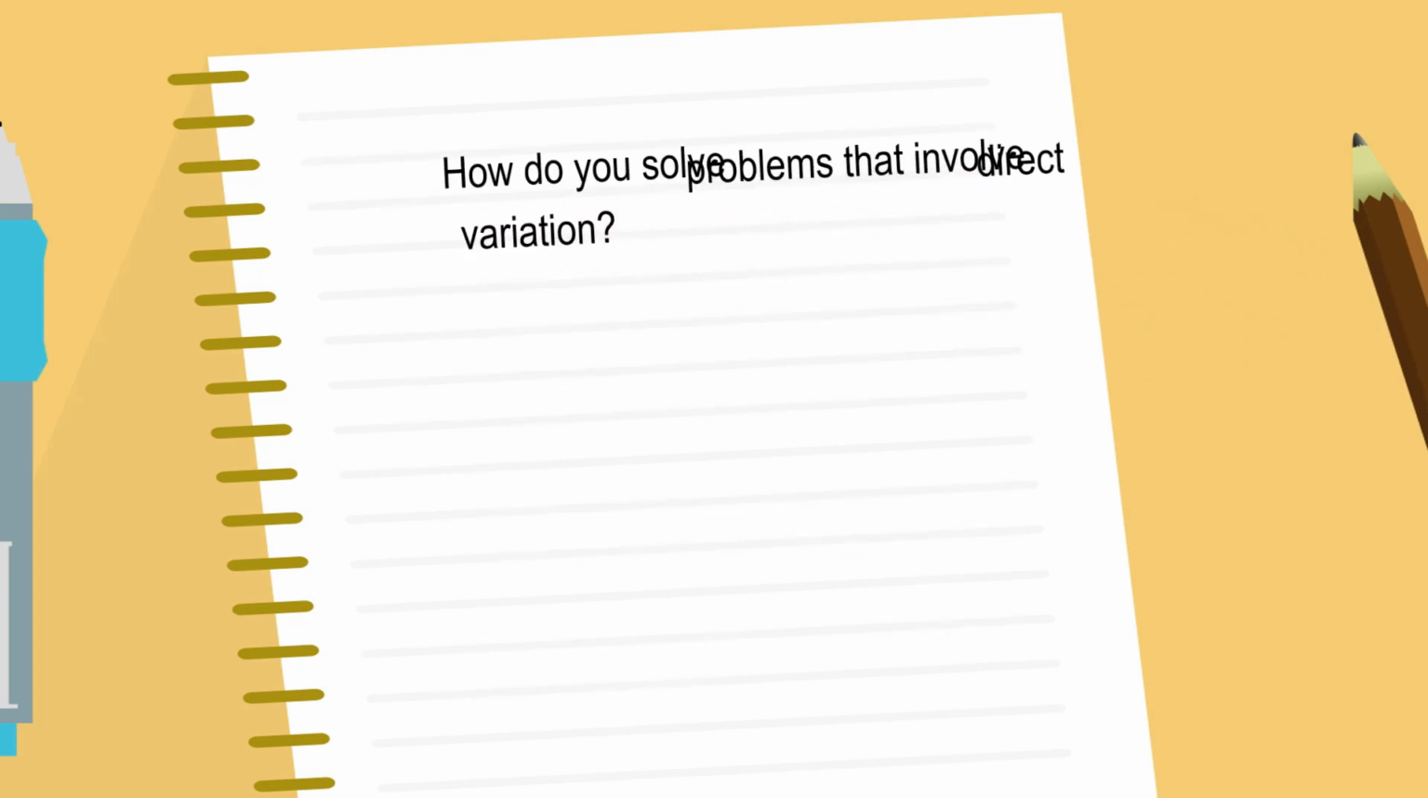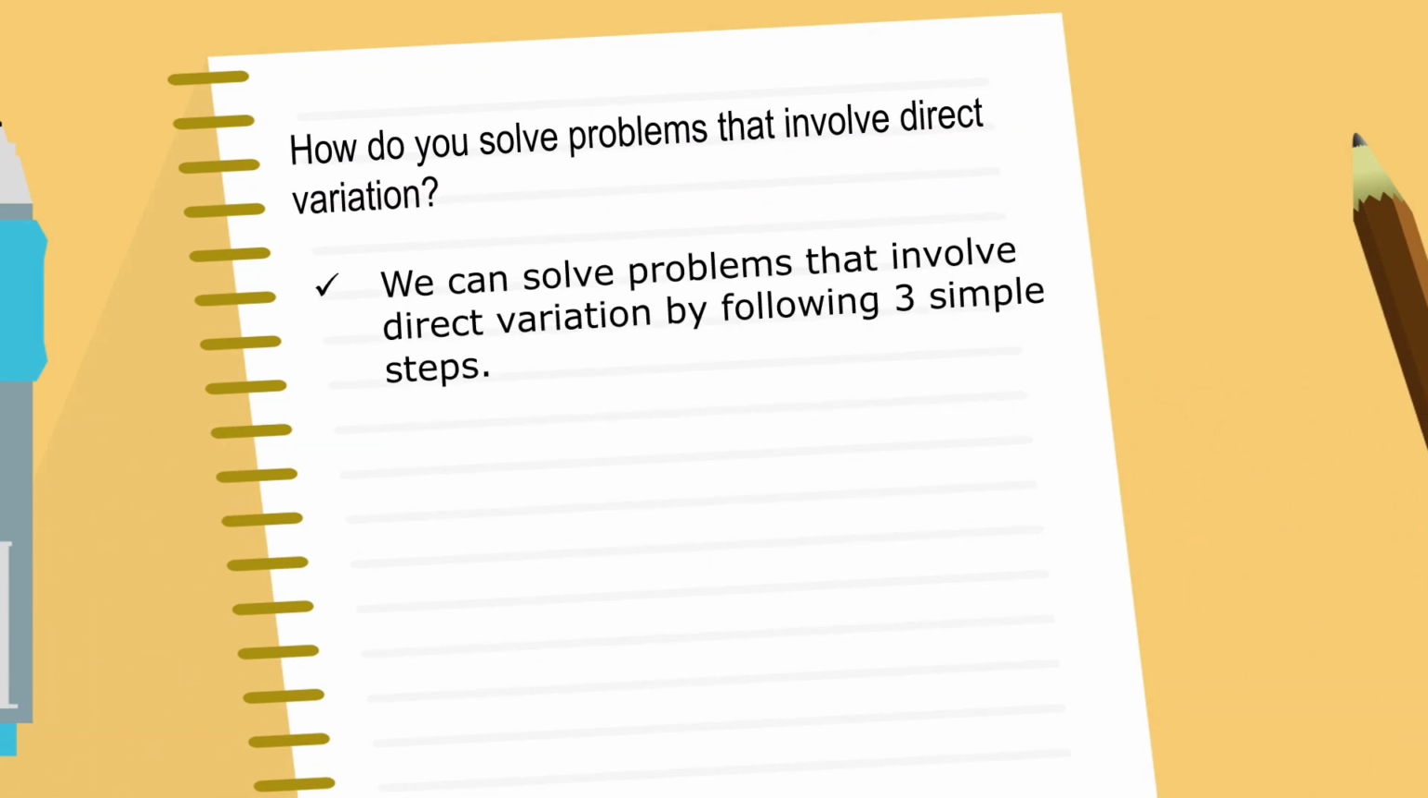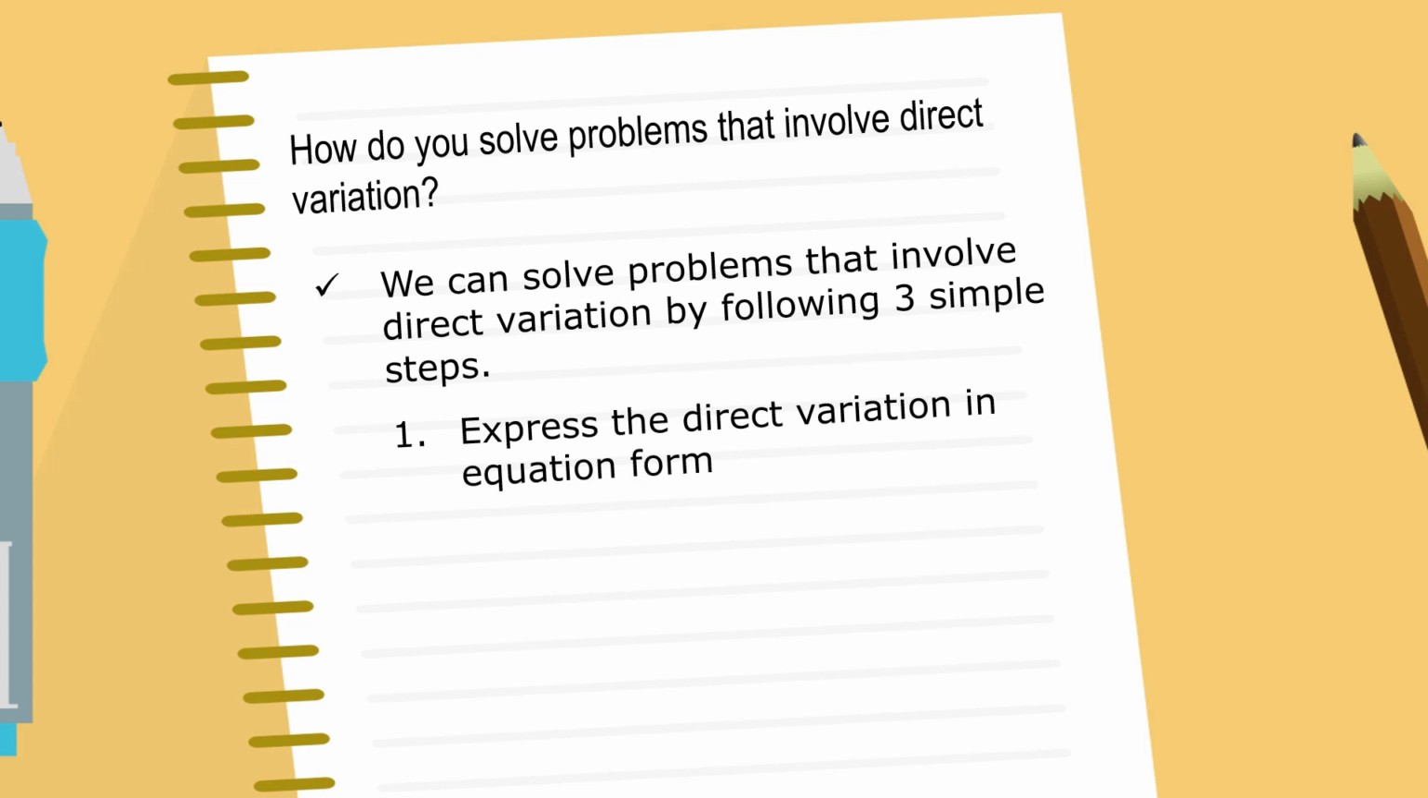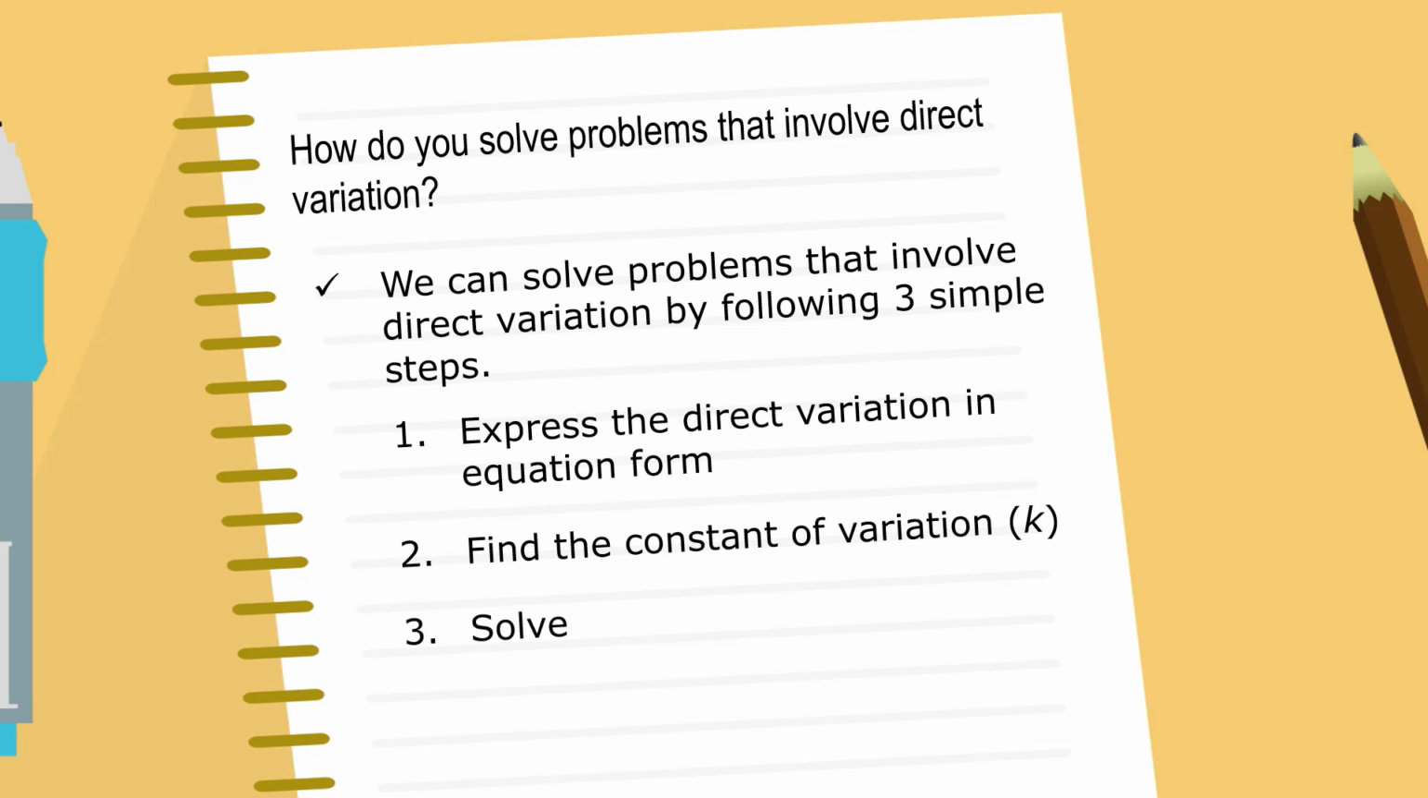Second question, how do you solve problems that involve direct variation? Yes, we can solve problems that involve direct variation by following three simple steps. First, express the direct variation in equation form. Second, find the constant of variation, or K. And third is solve.